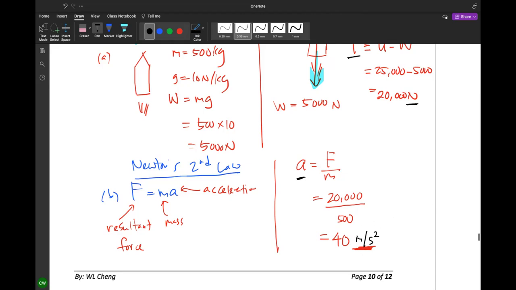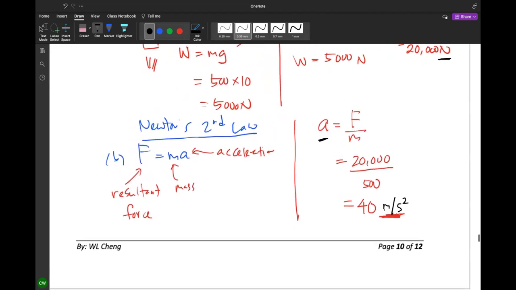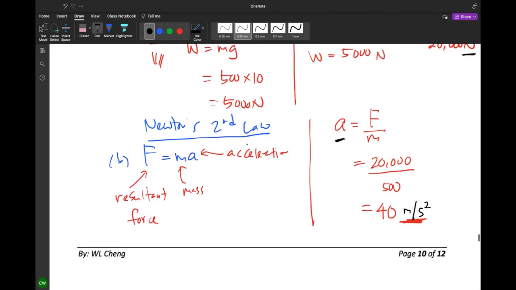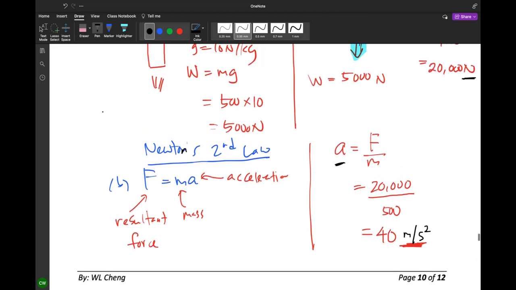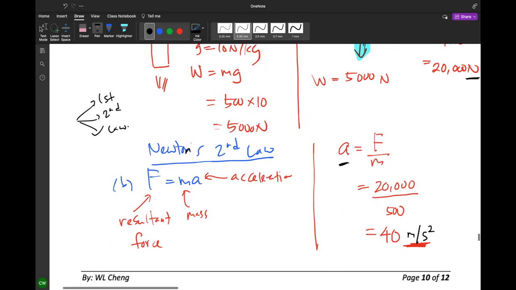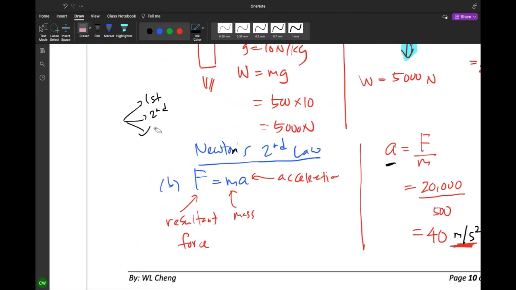If you just write 40 without writing the unit, consider wrong. You have to know the unit of this. Can you remember this law? Newton's second law. How many laws are there for Newton? First law, second law, third law. There are altogether 3. Newton got 3 laws.